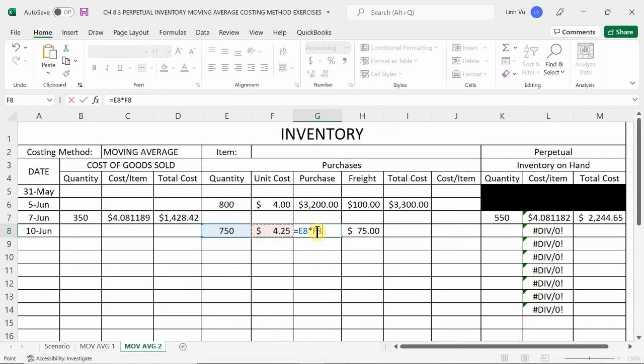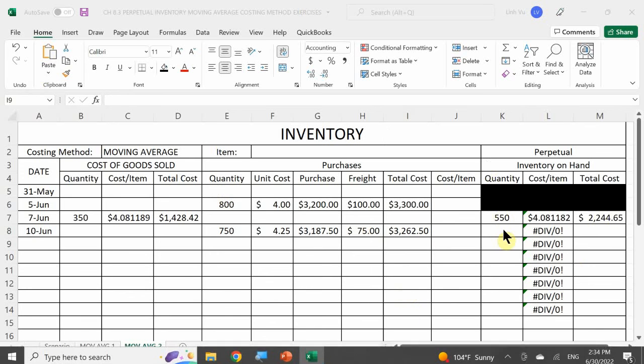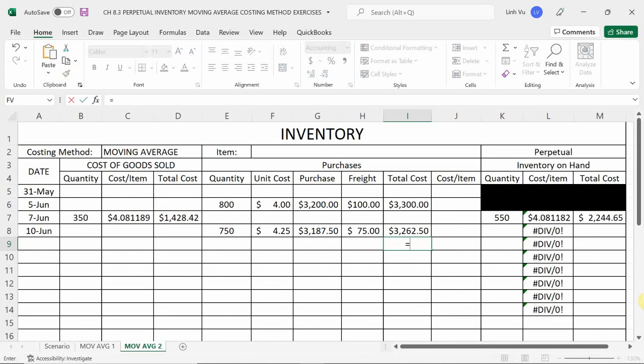$3,187.50. Total cost? Wait, Maya, I have $3,262.50. Good. So then let's add our new totals here.